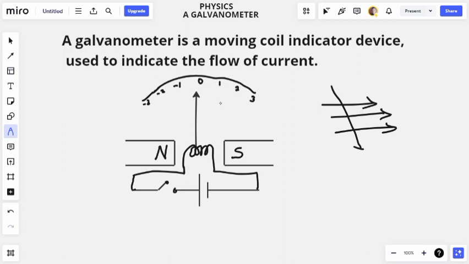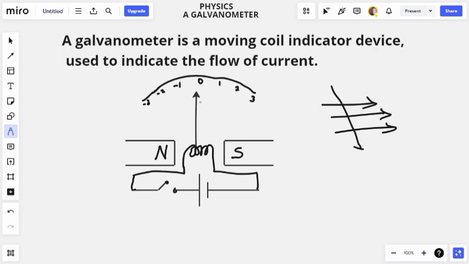So with this galvanometer, at this level of high school physics, we normally learn the basics of how we convert a galvanometer to measure different ranges of current. We can also convert this indicator device, which is a galvanometer, to design an instrument for measuring what? Voltage. So this is what a galvanometer is all about.